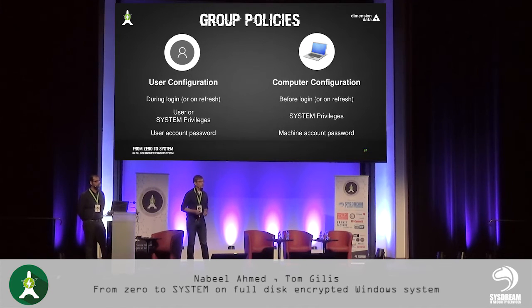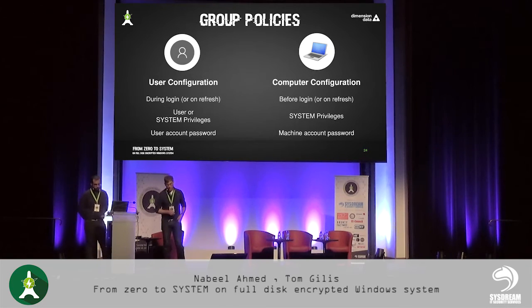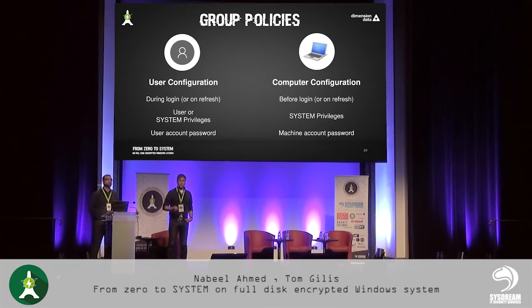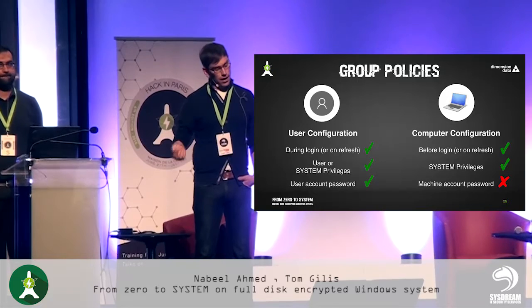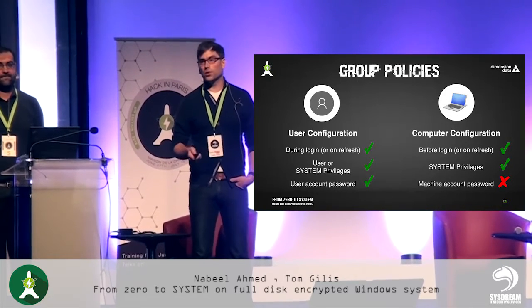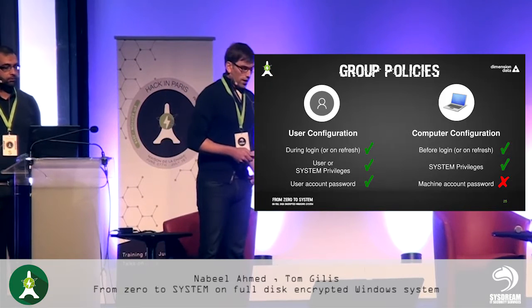On the left side, the user configuration, you see it's going to use the user account password to actually retrieve the GPO update or the GPO information, while on the right side you'll find the computer account being used for that. Logically, we don't have the computer account password, so we stayed away from there, and we used the GPOs related to a user configuration, so the user GPOs.